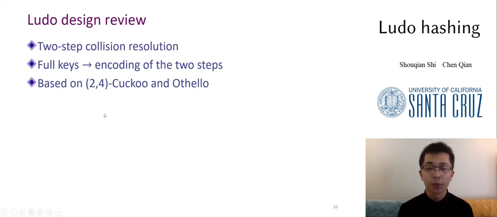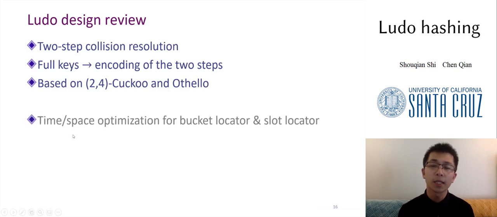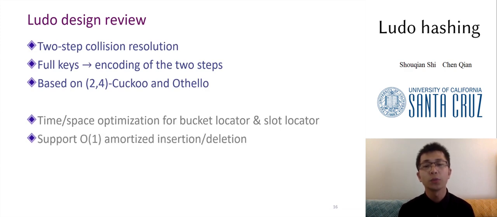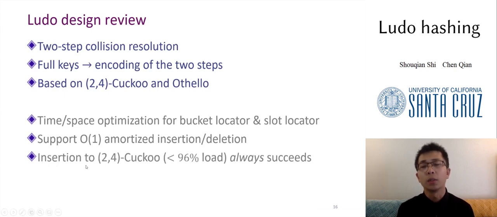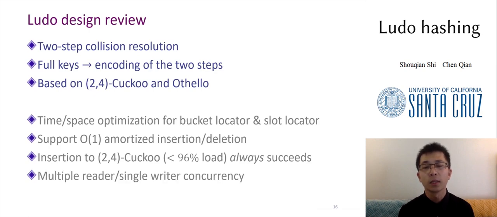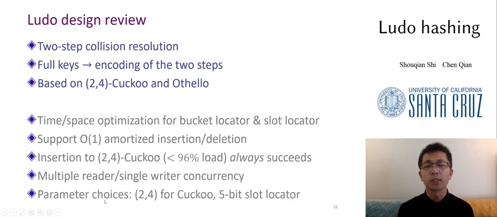Due to time limit, we skip the following topics, which are also significant and interesting: the optimizations towards both time and space for the bucket locator and slot locator, how Ludo supports constant time insertion and deletion, a theory rediscovery on why 2-4 cuckoo always succeeds for insertion under a certain load threshold, how Ludo supports multiple reader and single writer concurrency, optimizations on the parameters, 2 global hash functions, 4 slots for cuckoo, and 5 bits for the slot locator seeds. If you are interested in any of the above, please refer to our paper.